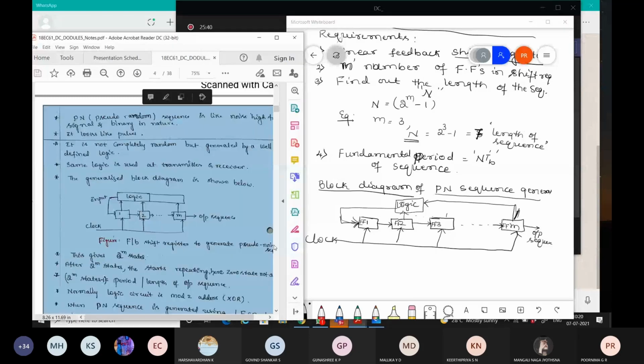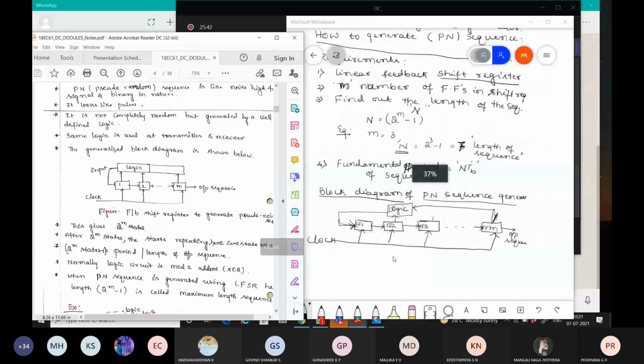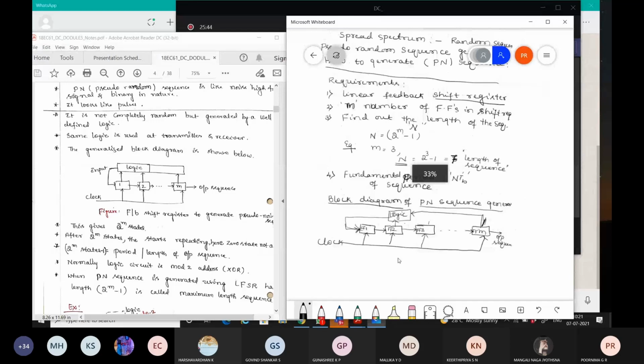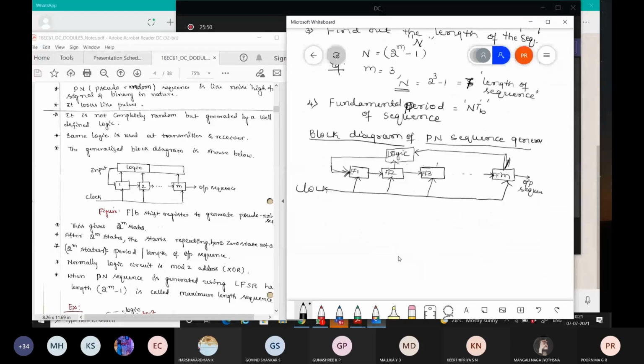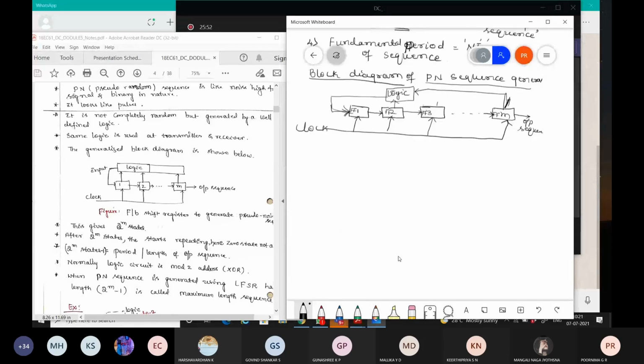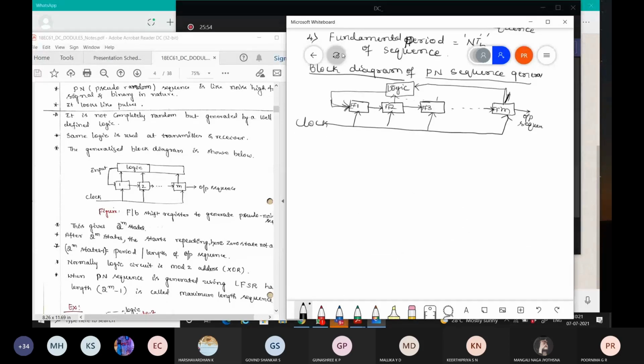So this is how a feedback system we are going to adopt for a pseudo random sequence generator. Okay, so now whenever you go for this particular flip-flop block diagram, it represents that there is a feedback shift register, and this shift register is able to generate a PN sequence of length n.